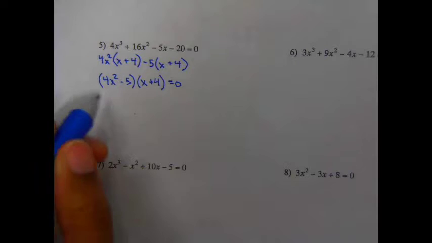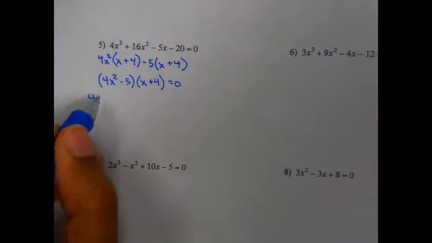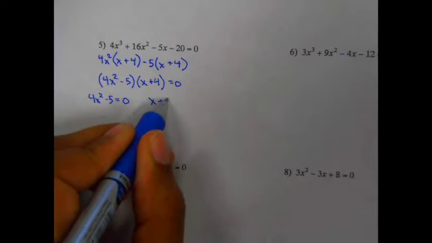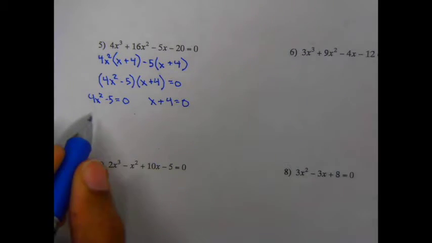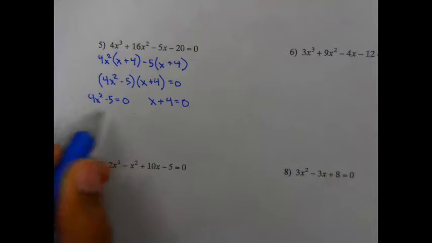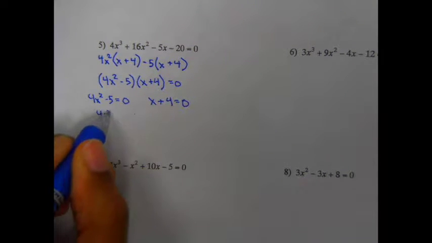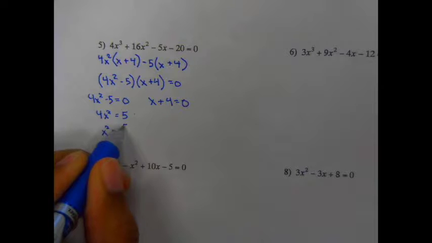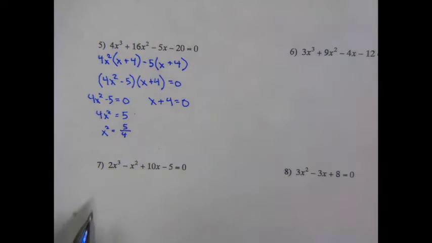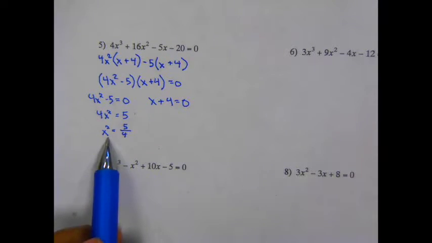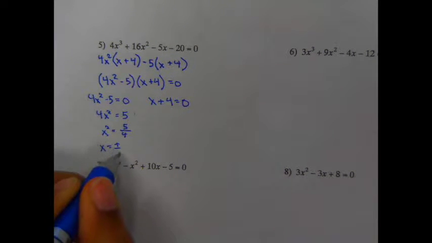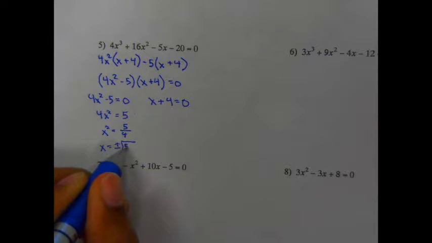Now we can do the exact same thing we did on numbers 1 through 4 above, which is to put each part equal to 0. So now I've got 4x squared minus 5 equals 0, and x plus 4 equals 0. To do this, I'm going to add the 5 to the other side. So 4x squared equals 5. Divide by 4, we have x squared equals 5 over 4. And then, to get rid of the squared, you have to take the square root. So we have x equals plus or minus the square root of 5 over 4.